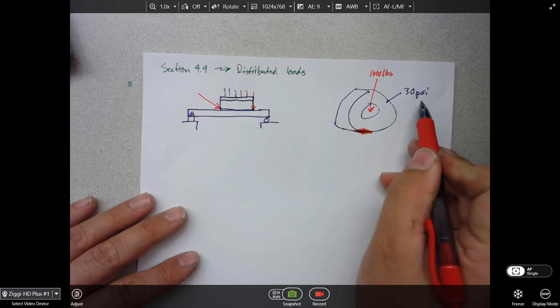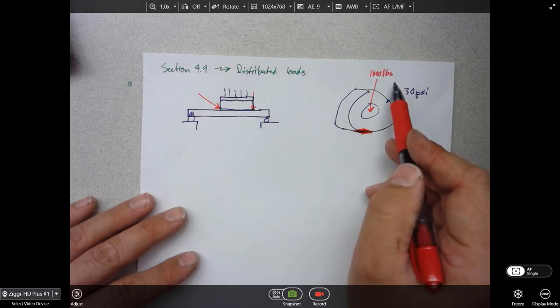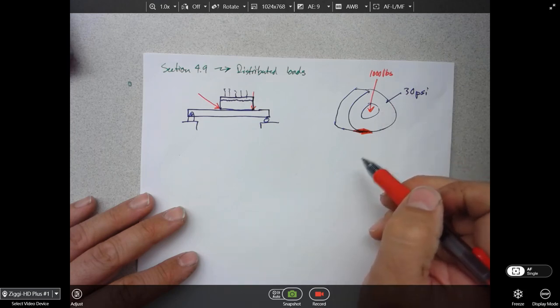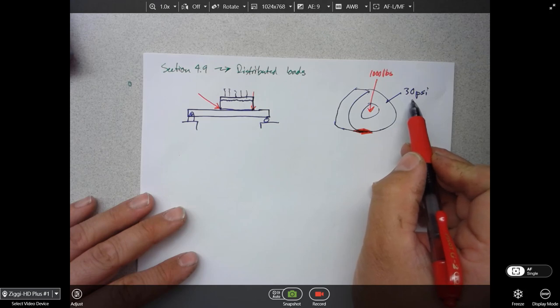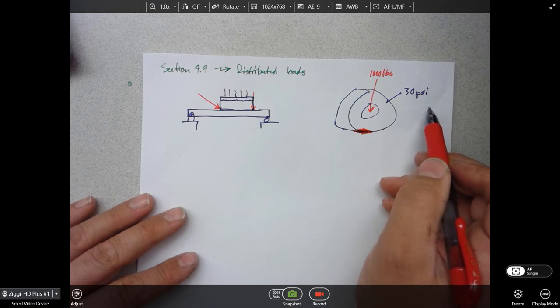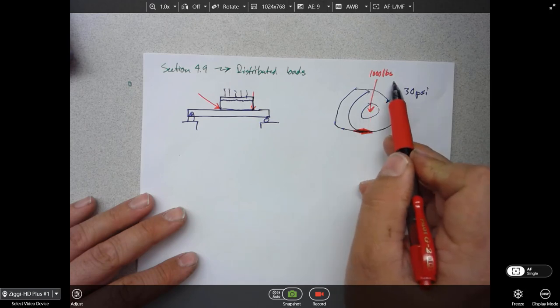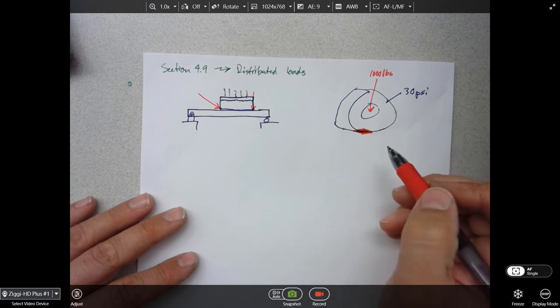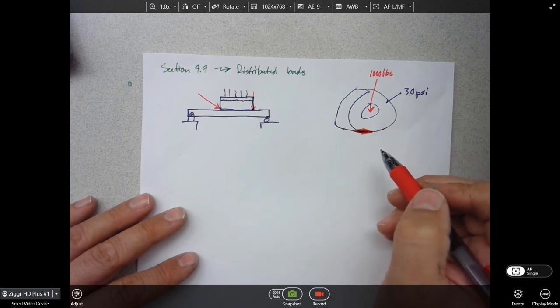If it's 30 PSI and 1,000 pounds, this says that it holds 30 pounds per square inch. That's what 30 PSI is: 30 pounds per square inch of pressure. So if it's 1,000 pounds, how big is that patch? Can anyone come up with a formula to figure that out?